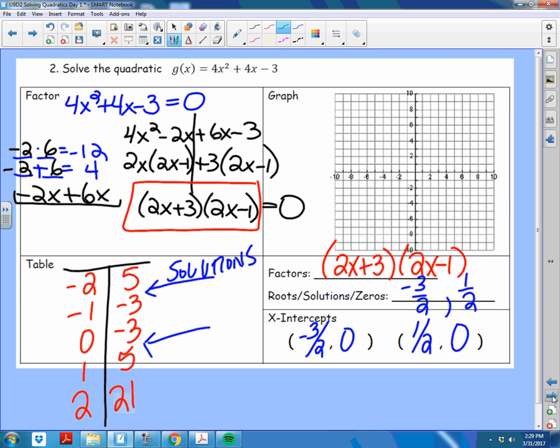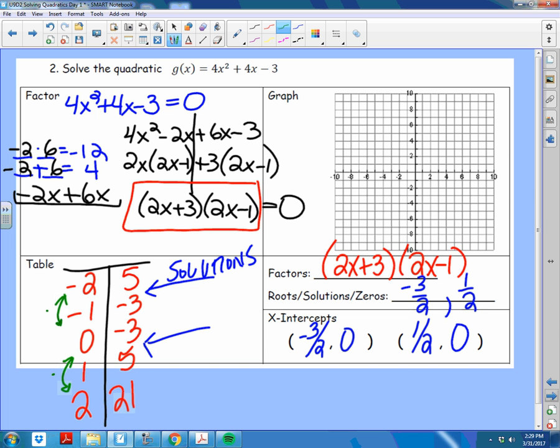Because some of you will come and go, Mr. Smith, I can't find the solutions. But that's not what it's asking you. It's saying, where are the solutions? In this case, they're between here and here, and here and here. And did they end up being there when we really found them? They did, because negative 3/2 is right here, and 1/2 is right there, right?